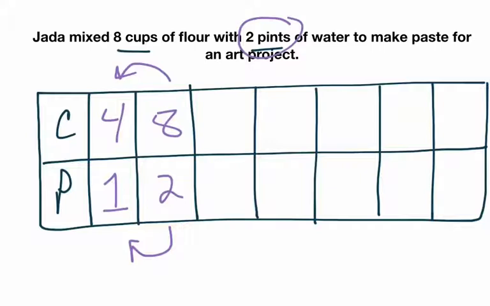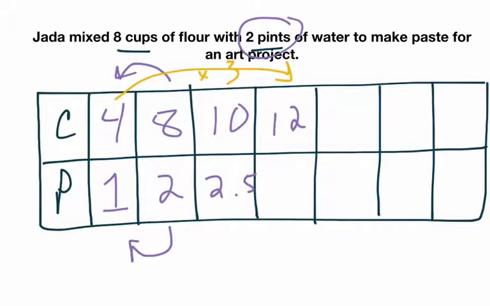So if we wanted to say, hey, for 10 cups, well, 4 goes into 10 2.5 times, so it looks like I get 2.5. For 12 cups, we kind of keep this going. I think there's a relationship between 4 and 12. I think 4 goes into 12 3 times. 4 times 3 is 12. So 1 times 3 is 3. So we would say that's 3 pints there.